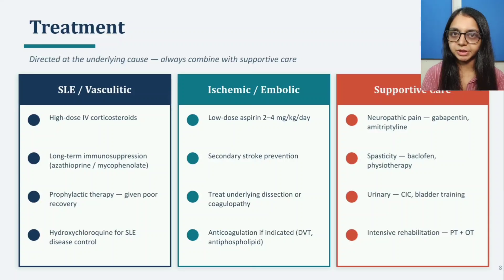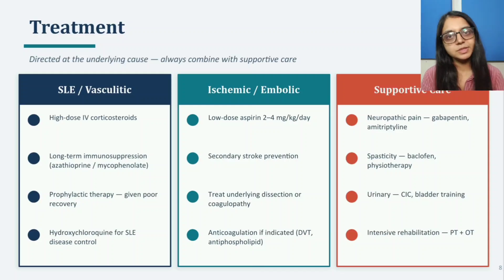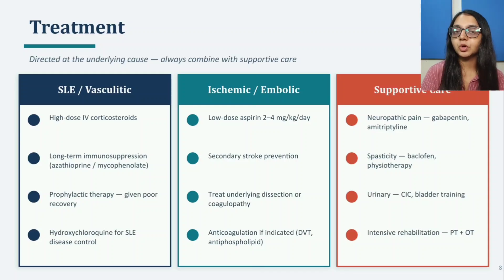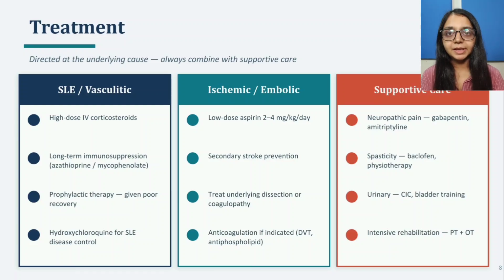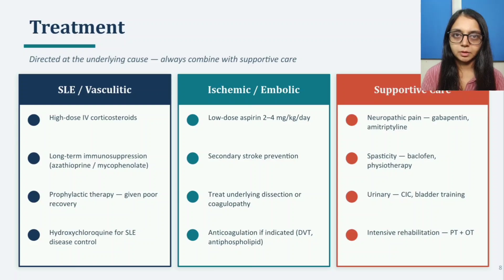Now let's come to the treatment. Treatment is directed at the underlying cause. For SLE myelitis, immunosuppression, typically high-dose corticosteroids and often followed by long-term disease-modifying therapy. Given the poor recovery rates, prophylactic treatment is strongly recommended once the diagnosis is established. For ischemic or embolic myelopathy, low-dose aspirin, that is 2 to 4 mg per kg per day, may be indicated for secondary prevention. For vascular malformations, neurosurgical or endovascular intervention may be needed.